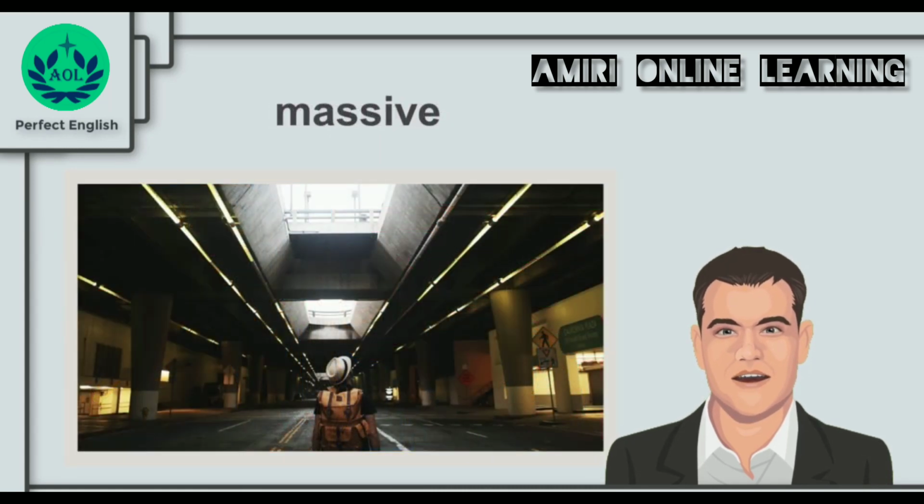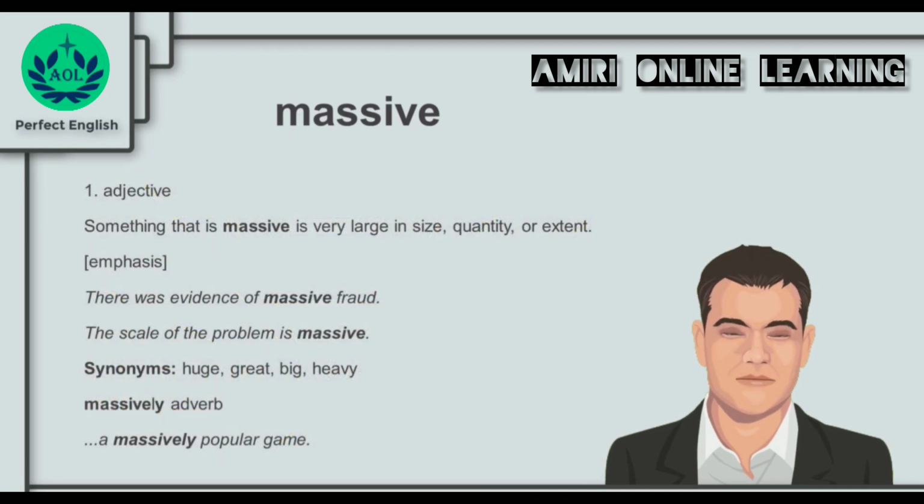And now for the next keyword, massive. Now, if you look at the picture, you can see this man looking around in this big building. It is the parking lot of the building, but it is huge. So do you think that huge or big relates to the word massive? Let's find out. Massive is an adjective.